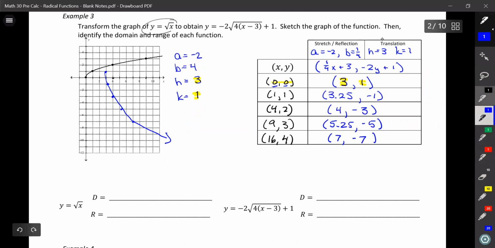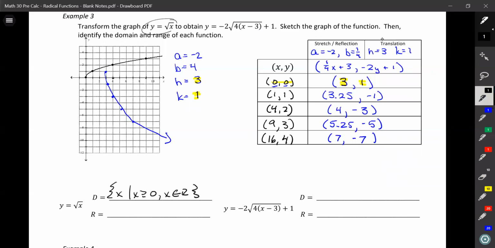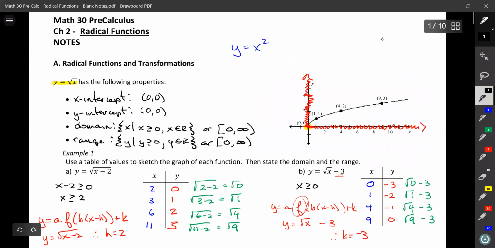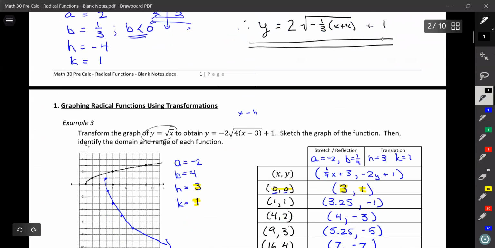So we see on the original graph, we already know what the domain and the range are. The domain, if you want to do it in set notation, or if you want to do it in interval notation, as we talked about before. And the range is y greater than or equal to 0, y element reals, or 0, infinity. That's that main one that we talked about right here. Okay, that's the base graph.